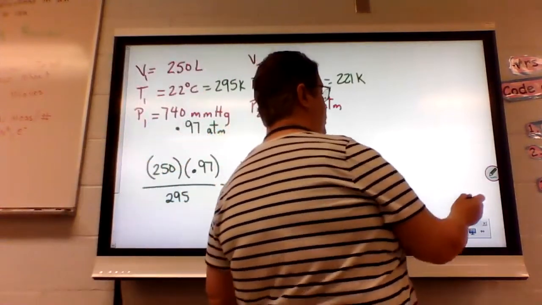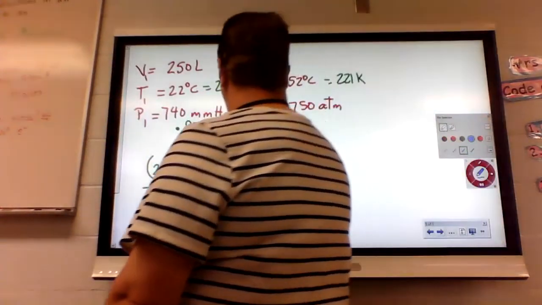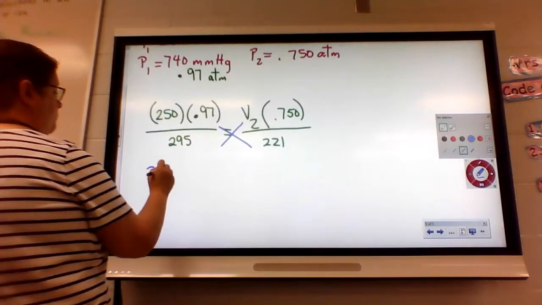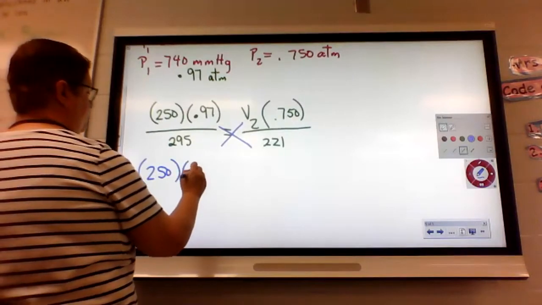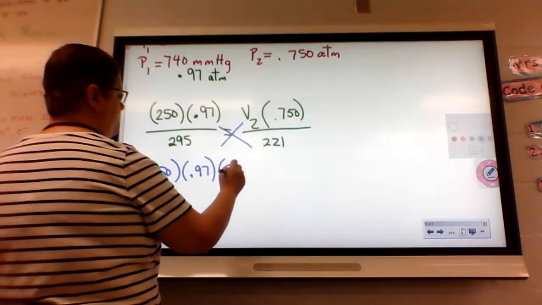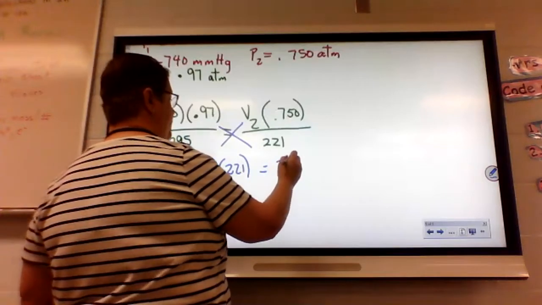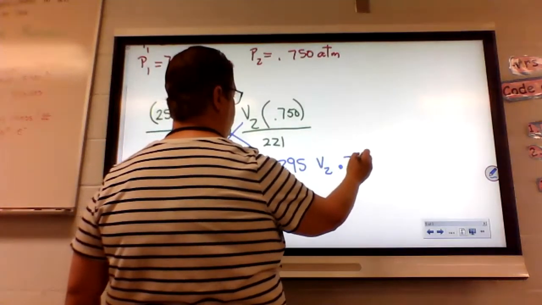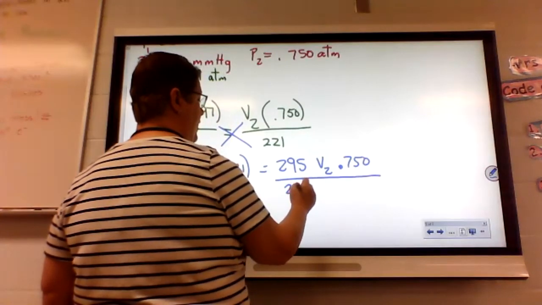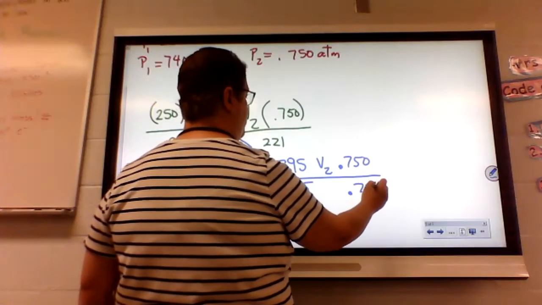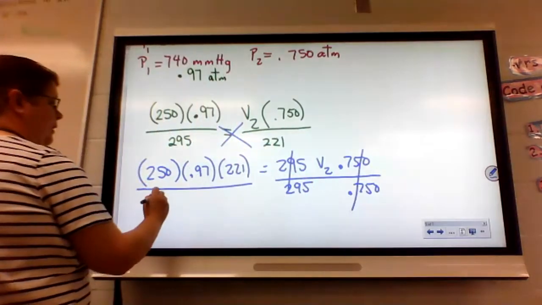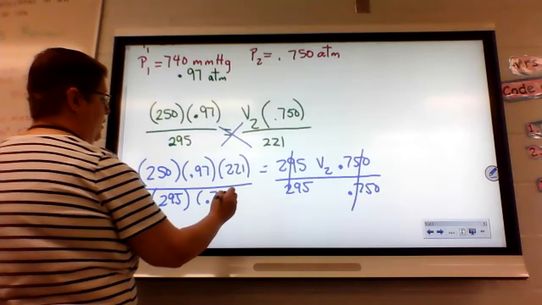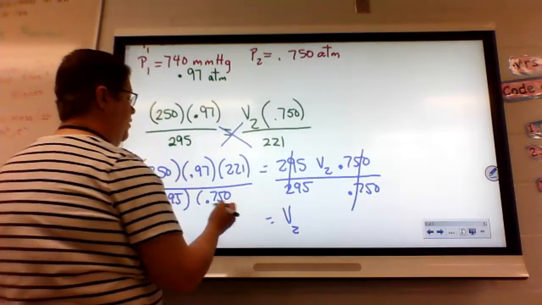To solve, I'm going to cross multiply. So I wind up with 250 times 0.97 times 221 equals 295 times V2 times 0.750. I'm going to divide by 295 and 0.750, and V2 is equal to whatever I call that.